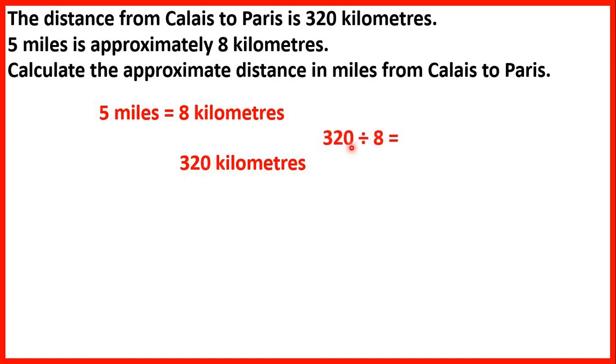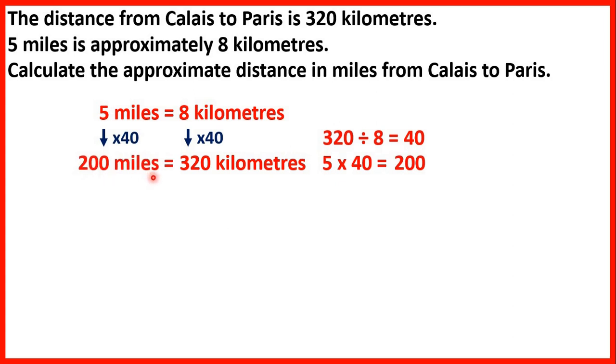Well, 320 divided by 8 is 40. So that means 8 times 40 is 320. So we just need to multiply 5 by the same number. And 5 times 40 is 200. So that means 200 miles is approximately 320 kilometres. So the distance in miles is 200.